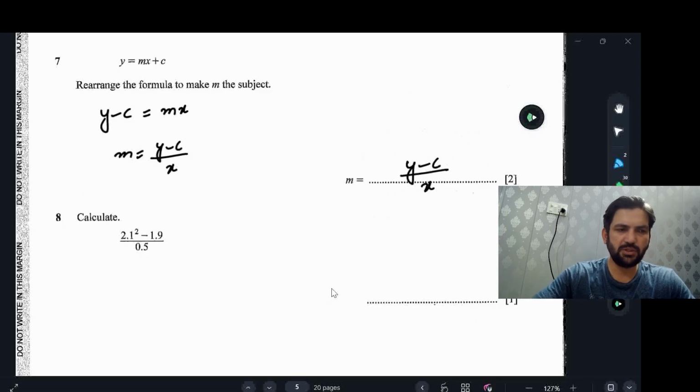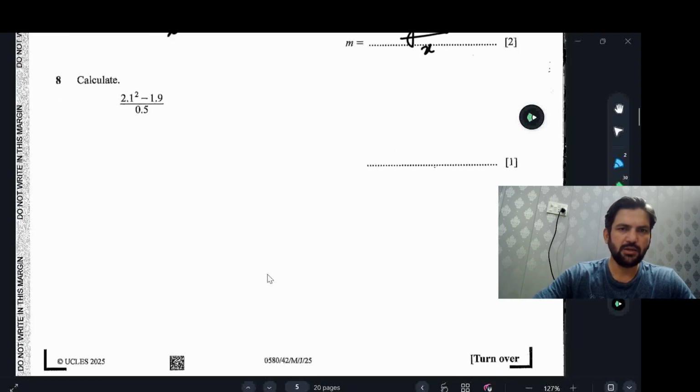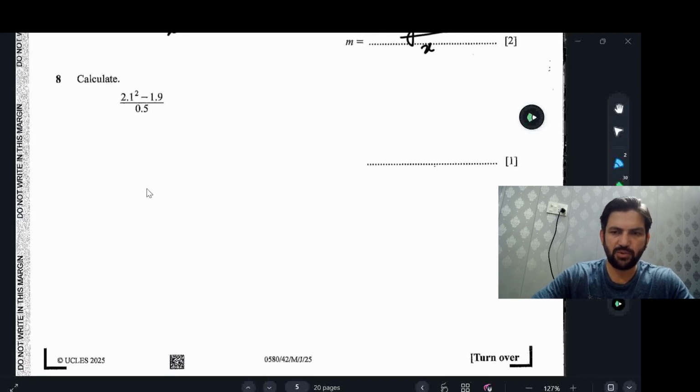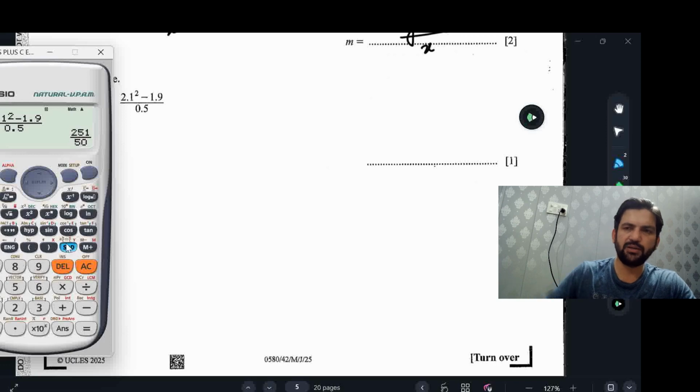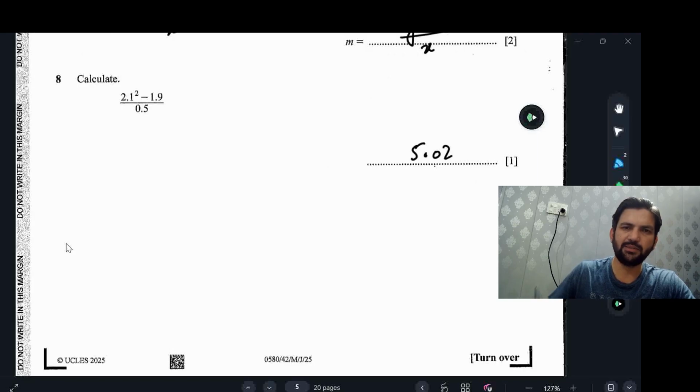Let's move to question number 8. Now in question number 8, we just need to use the calculator directly. So we can use the calculator like this: fraction, 2.1 whole squared minus 1.9, over 0.5. Just carefully write the values into the calculator. So this will be equal to 5.02. This will be the final answer.